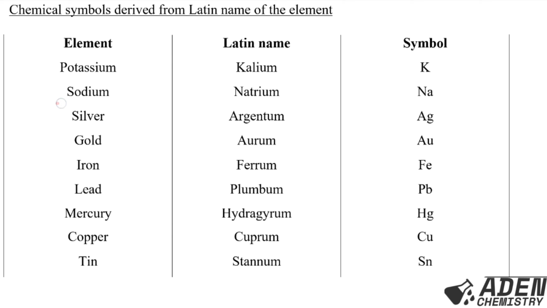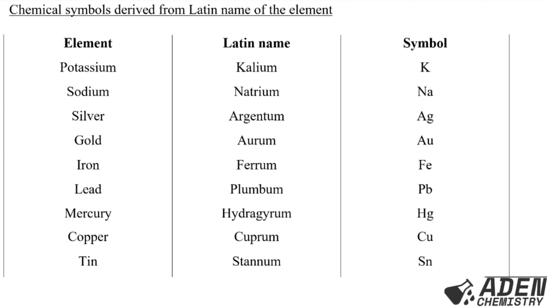Then we have sodium. Its Latin name is called natrium and its chemical symbol is written Na. Next we have silver. Its Latin name is called argentum and its chemical symbol is Ag. Then gold. Its Latin name is called aurum, and its chemical symbol is Au. Then iron. Its Latin name is called ferrum and its chemical symbol is Fe.